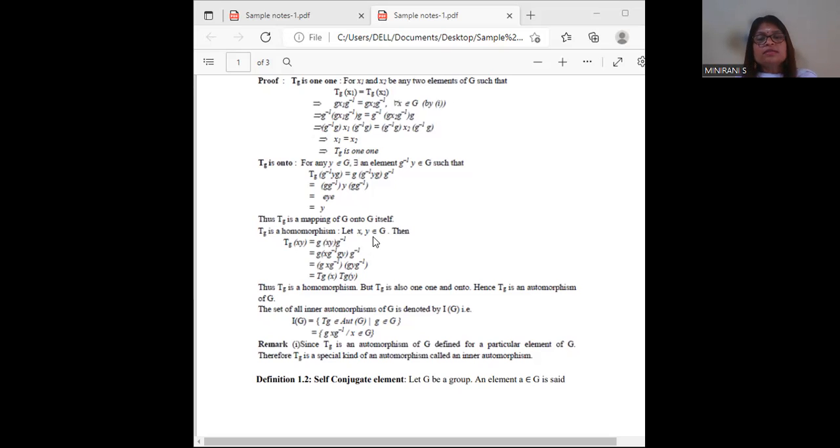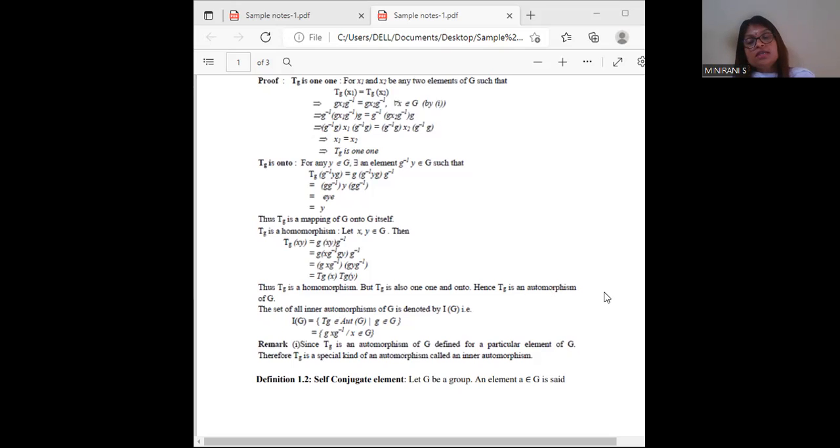Hence, what we have done here is we have proved that Tg is a one-to-one onto homomorphism. That means it is an automorphism of G. And the set of all inner automorphisms of a group is denoted by capital I of G. That is, I of G is the set of all Tg, the automorphisms of group G, where g is a fixed element of G. That is, all the elements would be of the form gx g inverse for a fixed element g in G for all x in G.